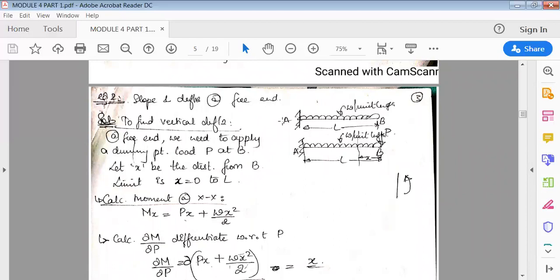So at B, there is a UDL acting, but not a point load. But our main intention is to find the deflection at B. So if you want to find deflection at B, there has to be a load here, more specifically a point load. But here there is no point load, there is a UDL at B. So because we want to find the vertical deflection at B, but there is no point load, what we'll do here is induce a point load. We'll apply a dummy point load.